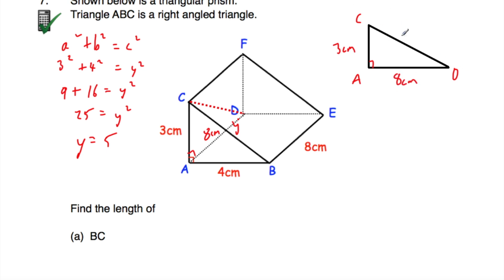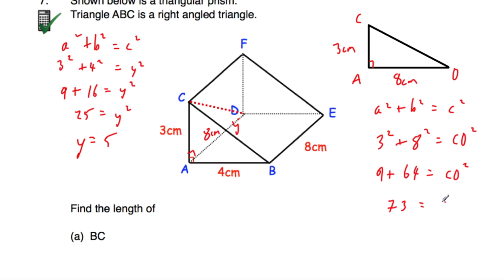So let's use Pythagoras' theorem. So these are the two shorter sides. So we've got A squared plus B squared equals C squared. Okay, so A squared, so that's going to be 3 squared, plus B squared, that's going to be 8 squared. And that's equal to C squared, so it's going to be CD squared. So it's the length of CD squared. 3 squared, that's 9, plus 8 squared, that's 64, is equal to CD squared. And then 9 plus 64 is equal to 73, and that's equal to CD squared. So CD would be the square root of 73, and that's it.